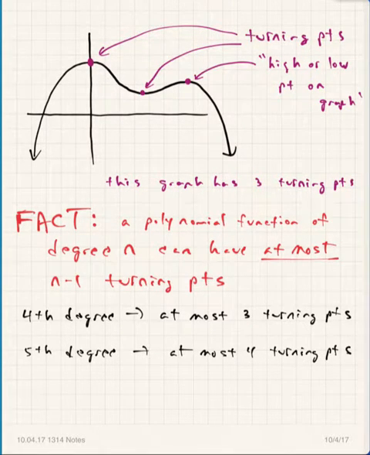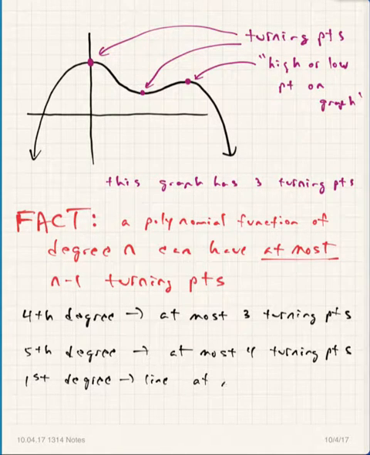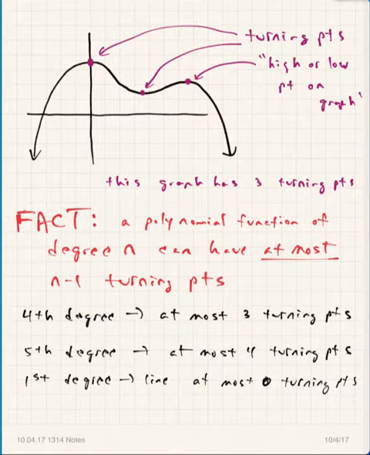So a 1st degree polynomial, if you think about it, this makes sense. A 1st degree polynomial, which is our linear function, right? It's a line. It can have at most 0 turning points. And that makes sense because a line doesn't have any turning points. And so 0 makes sense in this context.